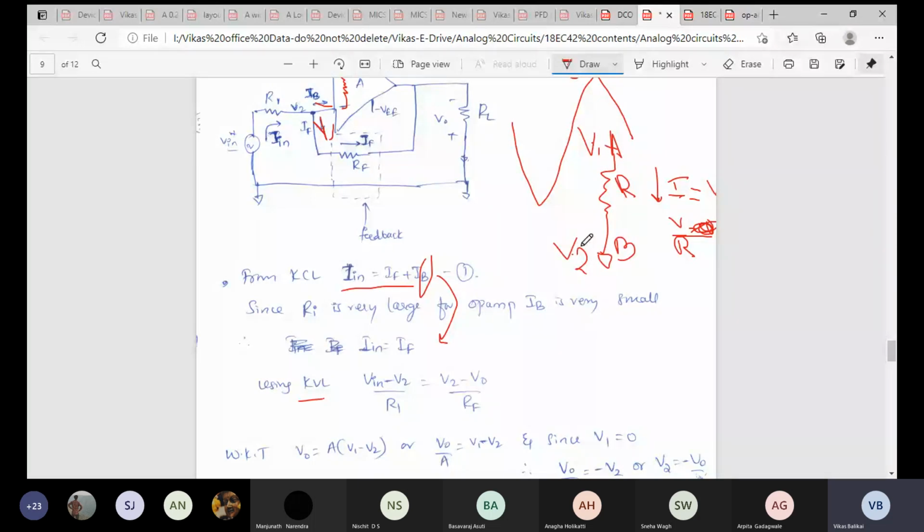Substitute whatever the V1 value is, substitute whatever the V2 value is, and then you will get the value of the current. Correct. The same principle I'm going to utilize over here.